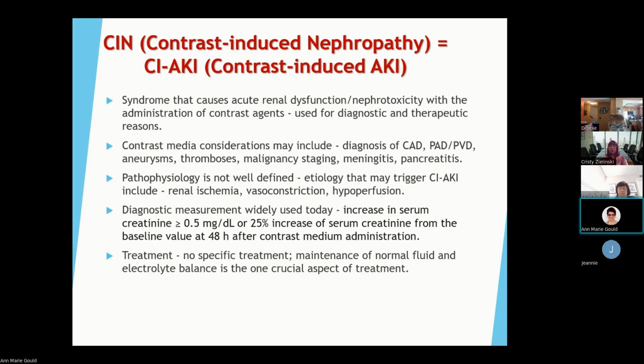Pathophysiology really is not well defined for this diagnosis. So the etiology that may trigger the contrast-induced AKI may include renal ischemia, vasoconstriction, or hypoperfusion. Hypoperfusion is always a big piece of the pie when you're looking at your patients on the inpatient side, so you always want to keep an eye on that. Look for low blood pressure, persistent hypotension. Is there ischemia going on? Is it renal? Is it kidney ischemia? It could be cardiac ischemia.